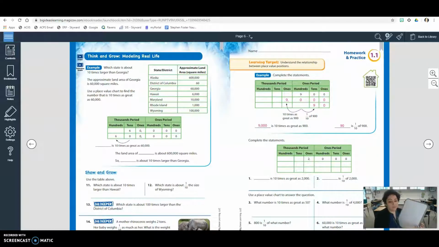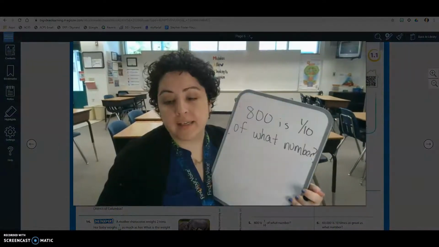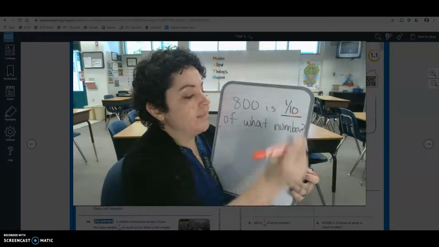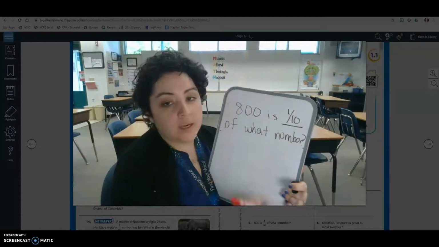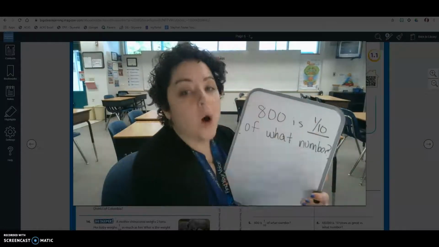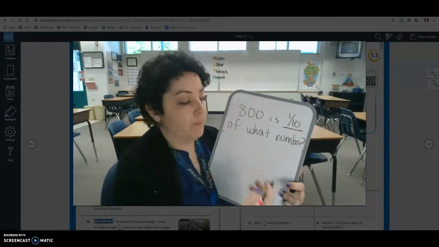So for example, the problem says 800 is 1/10 of what number? And I explained to them that that is there on purpose to see if you are really paying attention, because some people are not going to pay attention and they're not going to get that question correct. So if I were to ask you 800 is 1/10 of what number, 800 is already the smaller number. It's the smaller number of what though? So I'm kind of working backwards.